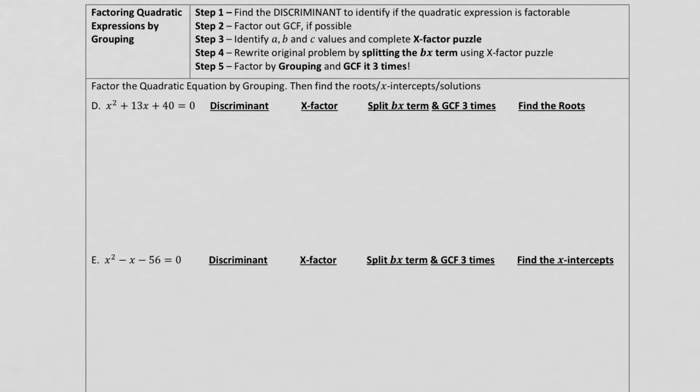Okay, example D. Factor the quadratic equation by grouping. Then find the roots or x-intercepts or solutions. These are all kind of synonyms of each other. Now, guys, for today's notes, we're going to first start by finding the discriminant, because if we do this first, we can identify if we can even factor at all.